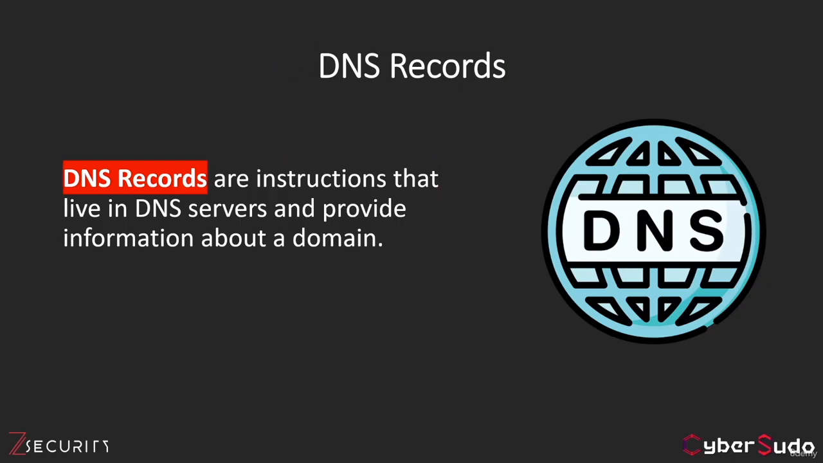Now DNS records are essential for translating human-friendly domain names like google.com into machine-readable IP addresses like 10.10.5.1 that computers use to identify each other on a network. There are multiple DNS record types, and we will cover them in this lecture.